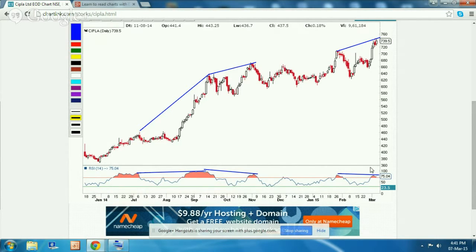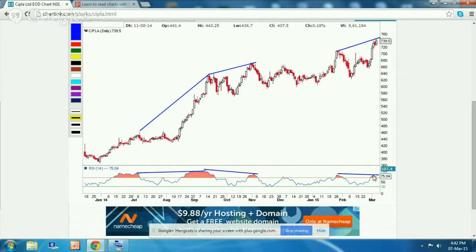Now, in conclusion, we have picked up findings using different tools. Let me summarize. Using peak and trough method, we said this is an uptrend. Using trend lines, also it is an uptrend. It is a channel break. That is also something positive. It's a breakout from the channel, and breakout always happens when there is force on the upside.